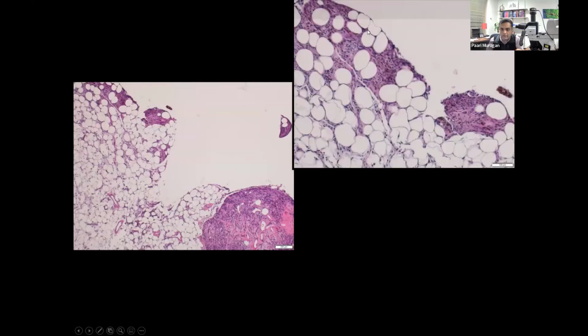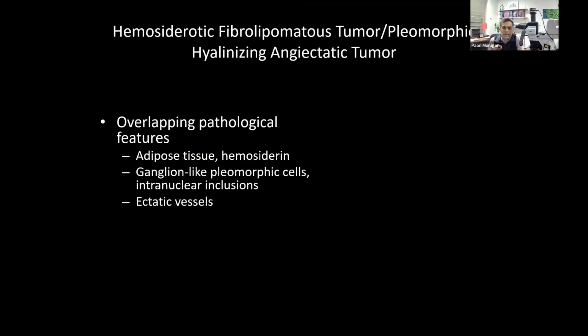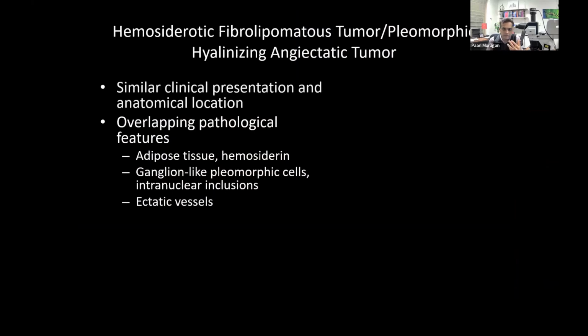But we know what's tying this case together, right? So we already saw that this tumor was having these HFLT-like areas in the periphery. That's highlighted over here. And then we also have these more central areas that showed us the classic PHAT appearance, the pleomorphism and the angiectatic hyalinizing blood vessels. So this is a tumor that has overlapping pathological features, as we saw in this case.